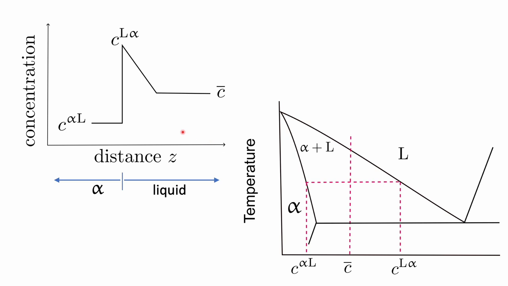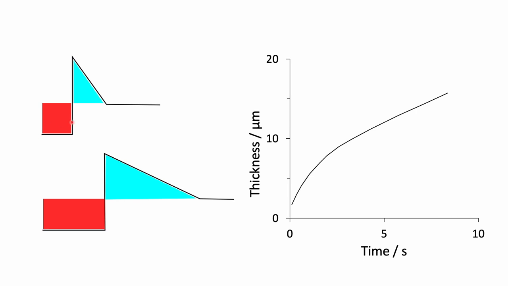and this is the solubility of solute in liquid, which is in contact with alpha. So obviously, since the solid is depleted in solute, it will partition the excess solute into the liquid. So this area here, which is the solute which is partitioned into the liquid, must be equal to this area under this concentration profile. So as the alpha grows, the liquid will accumulate more and more solute in front of the transformation interface, which is here. And as a consequence, when the alpha becomes thicker, the concentration gradient in the liquid decreases.